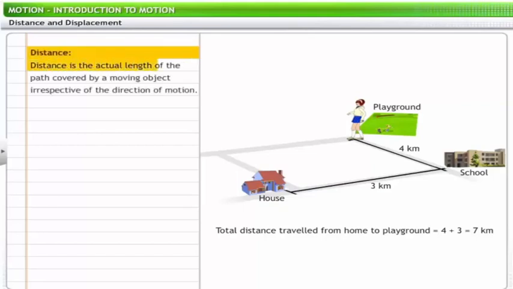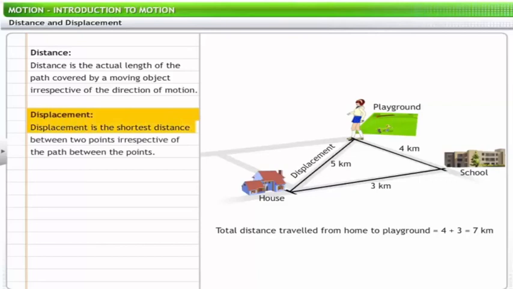Thus, distance is the actual length of the path covered by a moving object irrespective of the direction of motion. However, the straight route from Mary's home to the playground is only about 5 kilometers long. Therefore, Mary's displacement from home to the playground is 5 kilometers, as against the distance covered by Mary in reaching the playground, which was 7 kilometers. Thus, displacement is the shortest distance between 2 points irrespective of the path between the points.